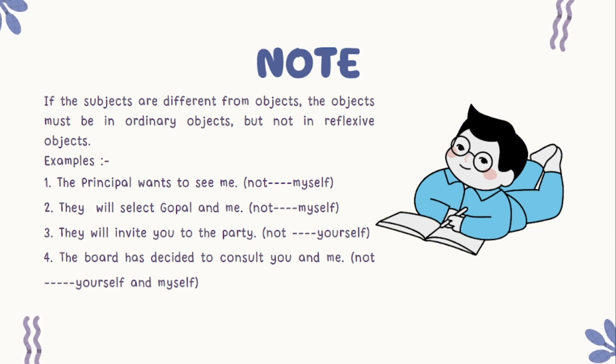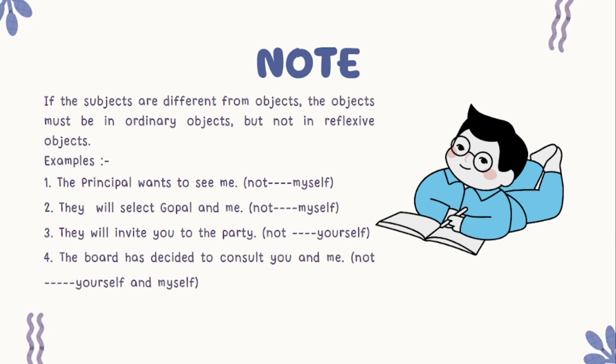Will, helping verb. Select, main verb. Then what is the object? Gopal and me. Here, subject is they. Object is Gopal and me. Here, subject is the doer of the action. Observe it. Gopal and me, they are receiver of the action. Here, both the doer of the action and the receiver of the action both are different.